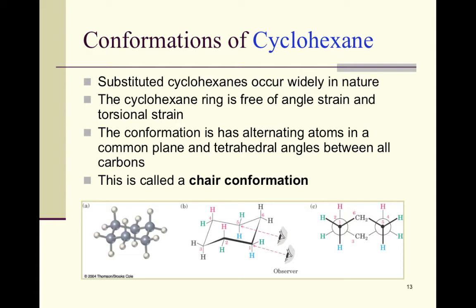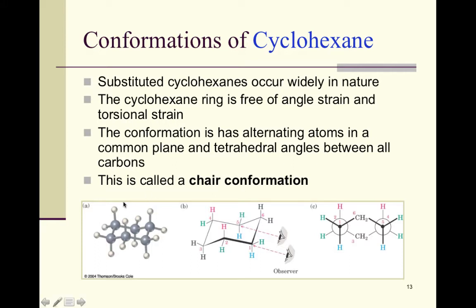Conformations of cyclohexane. Substituted cyclohexanes occur widely in nature. The cyclohexane ring is free of angle strain and torsional strain. The conformation has alternating atoms in a common plane and tetrahedral angles between all carbons. When we have it in this conformation, this is known as the chair conformation.